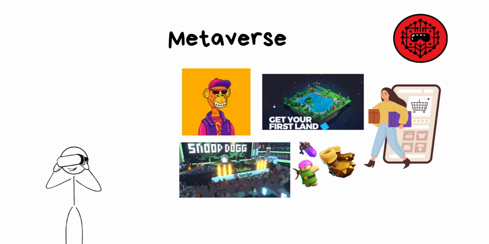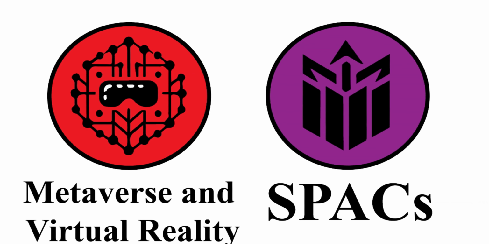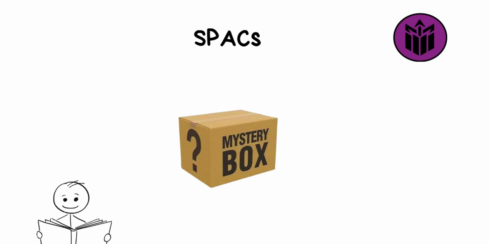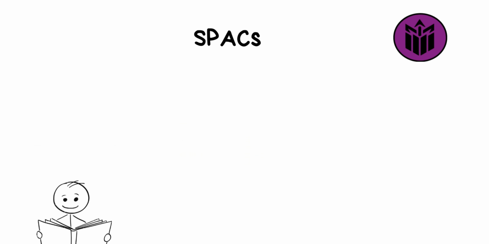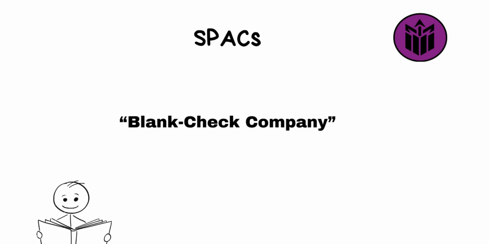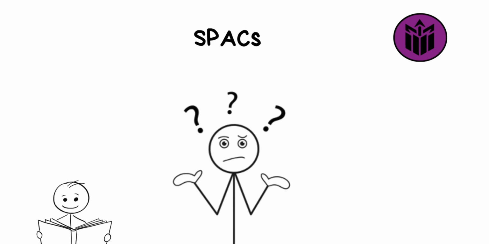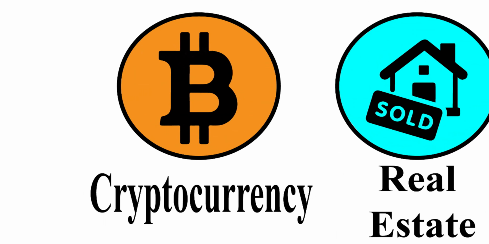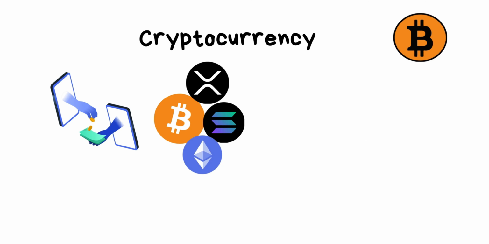tickets to virtual events; virtual money; SPACs, a mystery box of money created to buy another company. It's also called a blank check company because investors put money into it without knowing exactly what company it will buy later. Cryptocurrency is a digital form of money that exists only online.